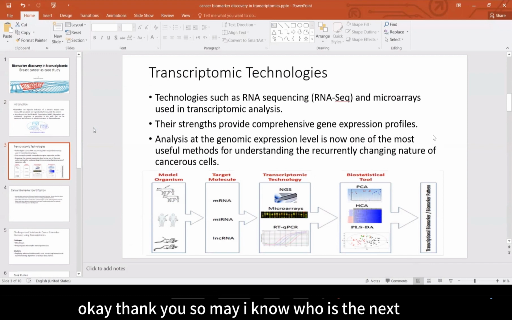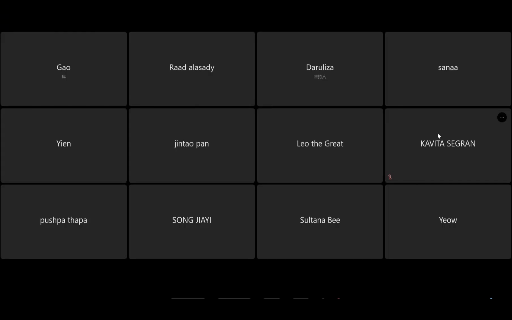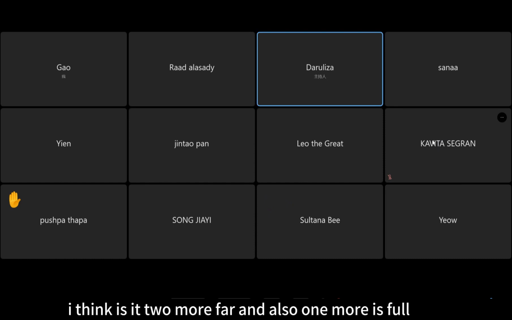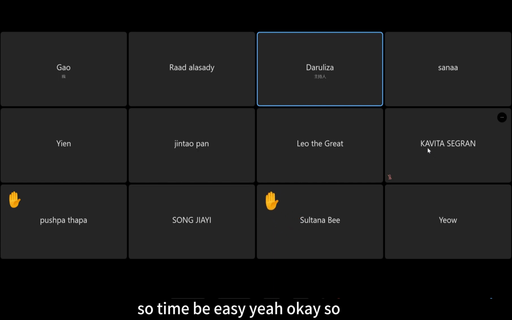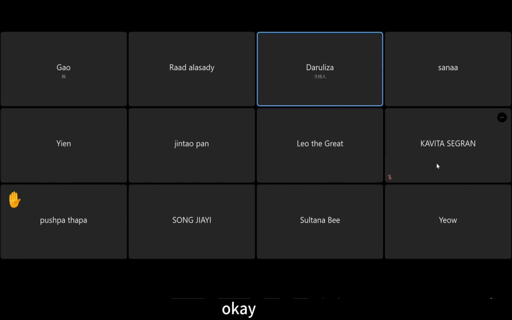So may I know who is next, who is left with the presentation, who is not presenting yet? Okay, we have two more, I think. Puspa and also one more, who? Sultana B, is it? Okay. Can you do the presentation now? I will not break for prayers. I think we just complete the presentation, then we will end. You can go and pray, okay? Okay, doctor. Next presenter, please.